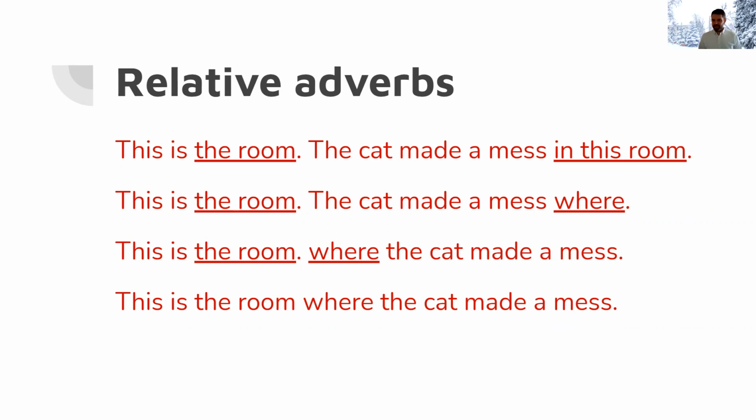So then our next step is we have to take that relative and we have to put it at the front of that second sentence. So we'd still have this is the room, but then our second sentence would become where the cat made a mess. Okay? And then we take that phrase, where the cat made a mess, and we put it immediately after the noun that it is describing, in which case it was already here at the end of the first sentence. So we just remove the period and it fits right in. This is the room where the cat made a mess.